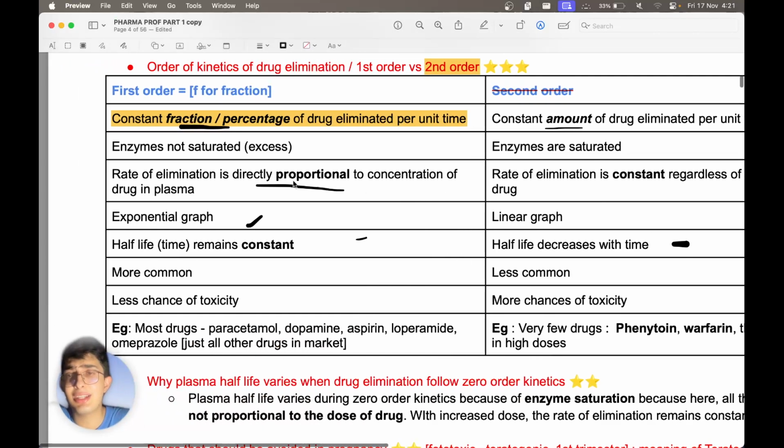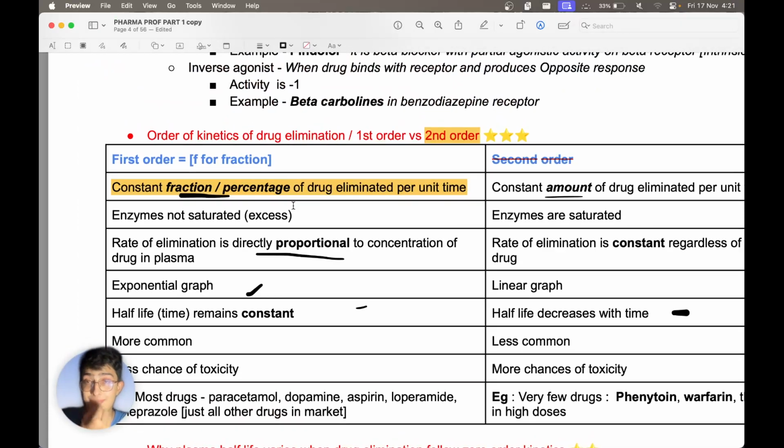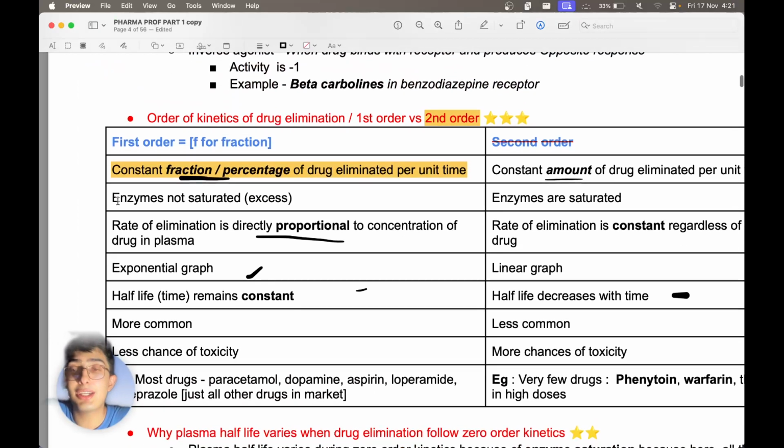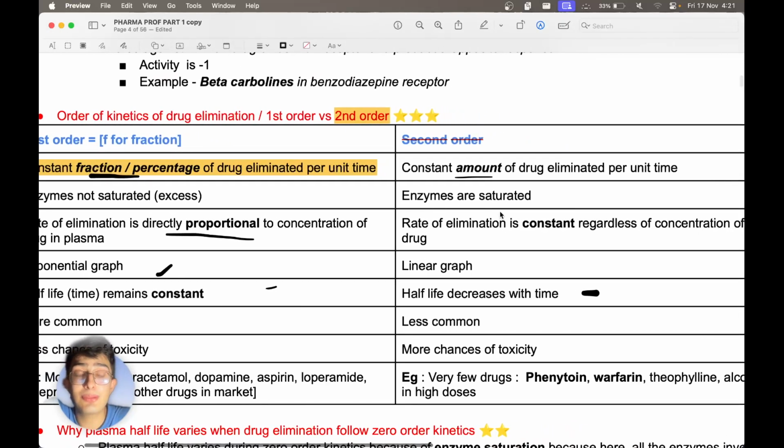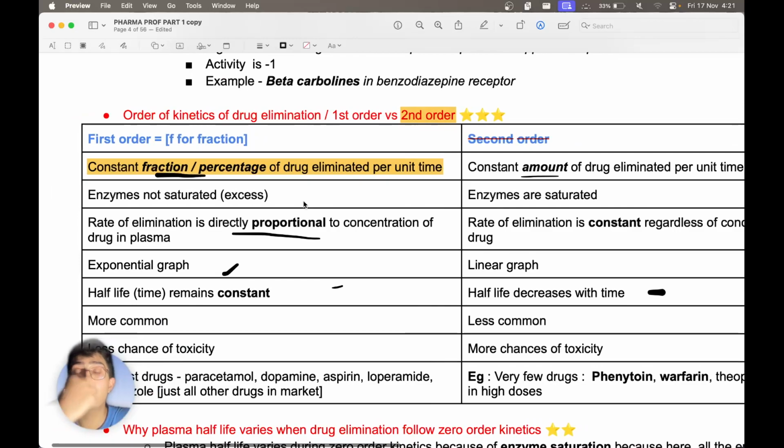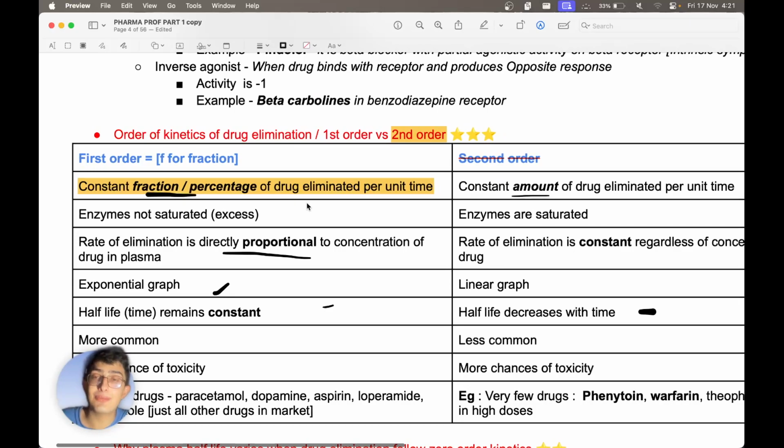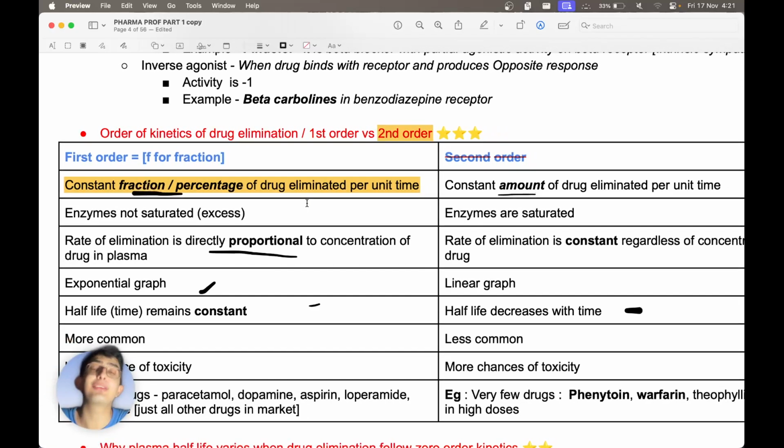Last but not the least, the last point is enzymes not saturated versus enzymes saturated, right? Enzymes are not saturated in first order kinetics. Why are enzymes not saturated? We'll discuss this. Why is first order kinetics happening? It is happening because, as you increase the amount of drug, more elimination is happening.